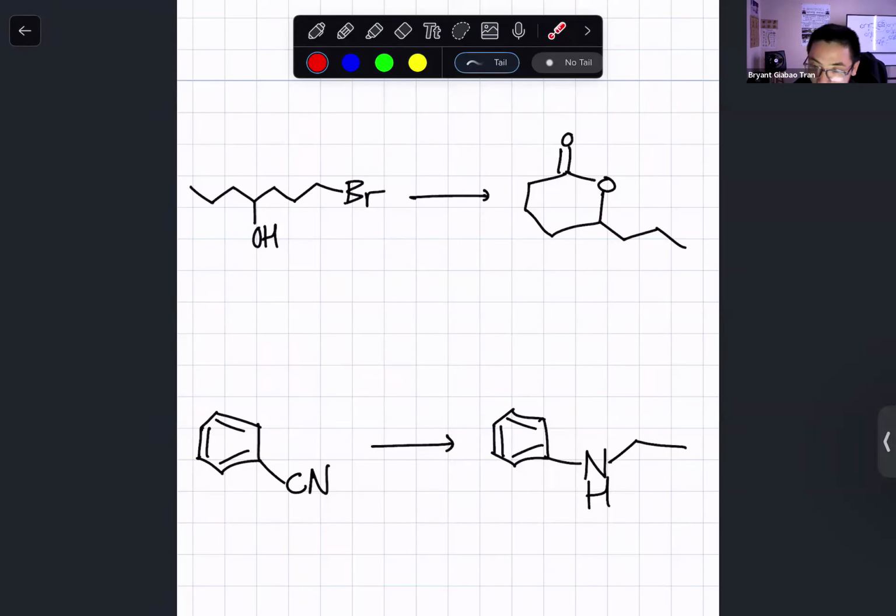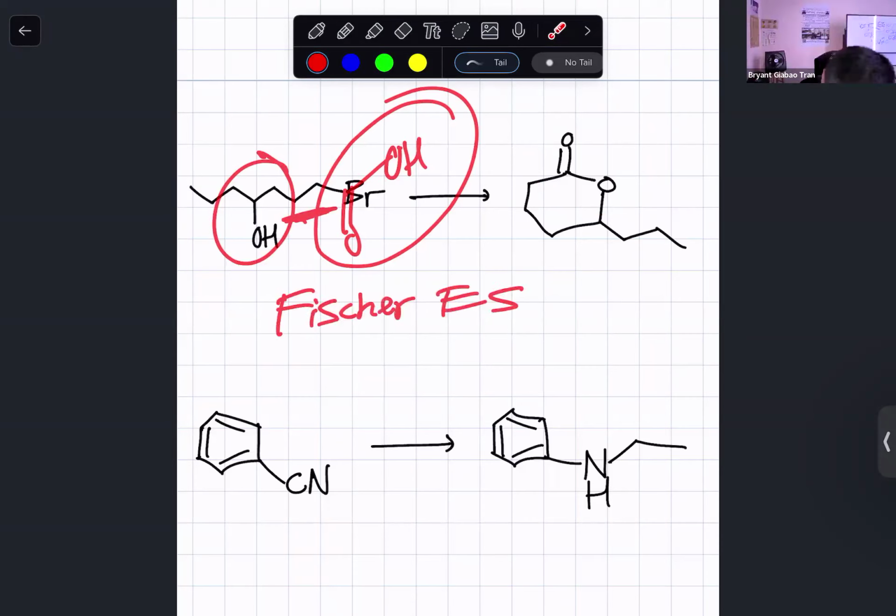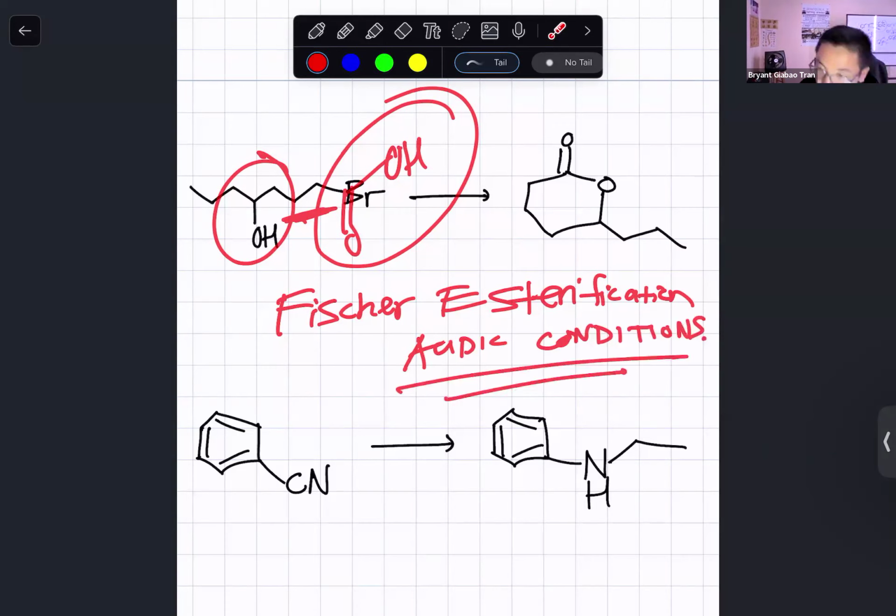Yeah, so for the last step right here, if we see an ester being formed, someone says this is going to be a carboxylic acid reacting together. That is esterification. And Fischer esterification only works in acidic conditions. It never works in basic conditions. Can anyone tell me why it never works in basic conditions?